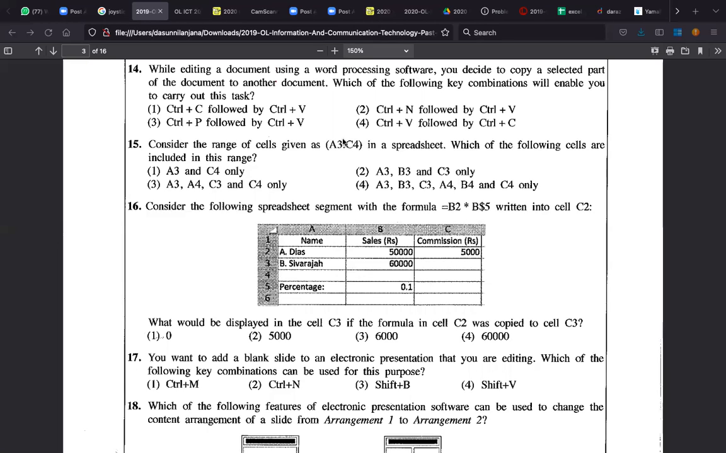15, it's a range. Look at how a range is selected. I'm drawing a range here, from A3 to C4, selecting from A3 up to C4. A3 to C4. That includes A3, B3, C3, A4, B4, C4.